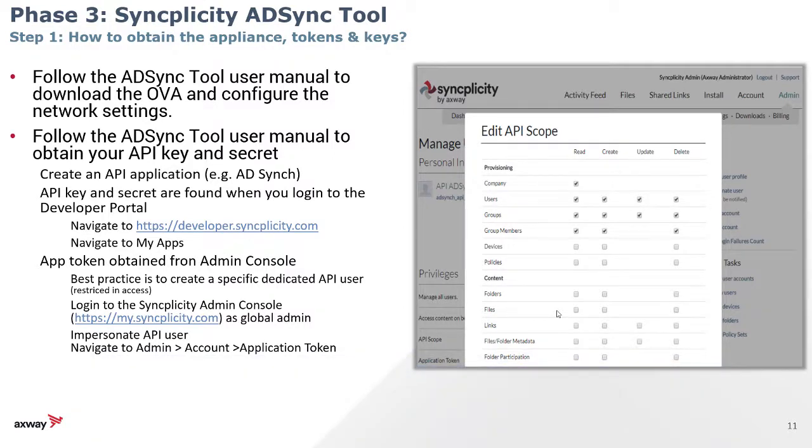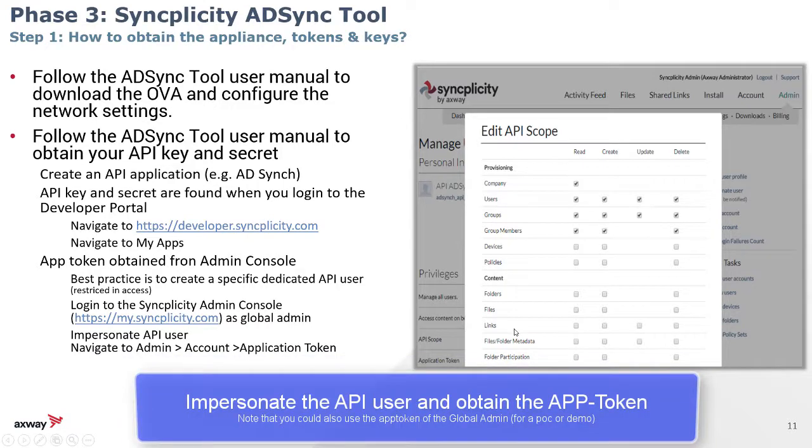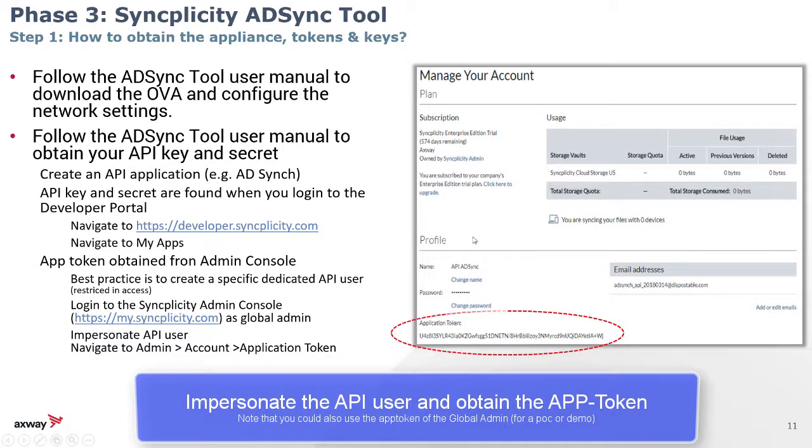And you see here we need to be able to read company information, read, create, update and delete users, read, create, update and delete groups, and read and create and delete group members. That is required for the ADSync tool to talk to Syncplicity and do its job. Of course, it's not required to give it permissions for all the other specific API functions. Then we'll impersonate that API user, and that will give us an application token, and with all those three we can start with the configuration.